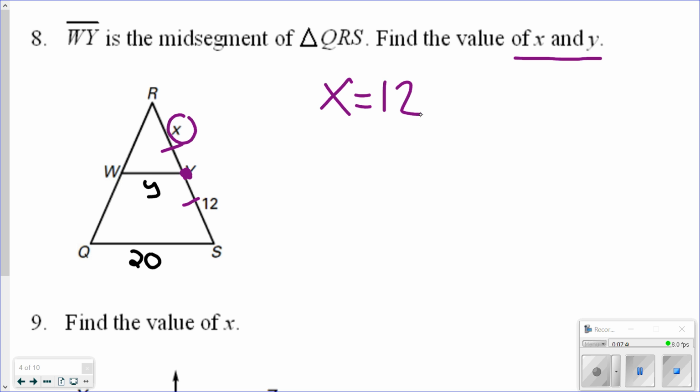Now let's look at this Y value here. We know that WY is a midsegment. So if QS is 20, what would Y then have to be? Well, it would have to be half of 20, which is 10.